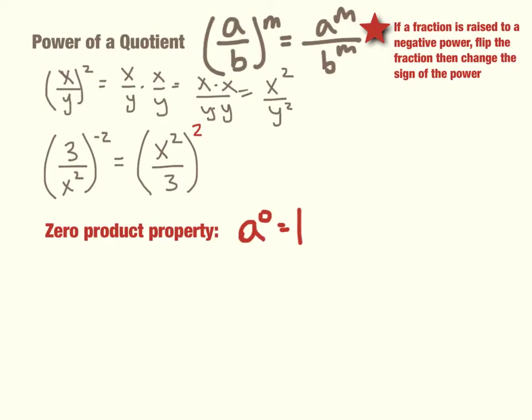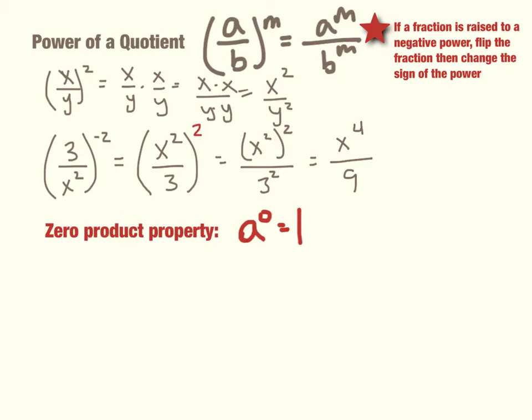Now, let's apply our property. Everything inside the parentheses is raised to the power of 2. So x squared is now raised to the power of 2, and 3 is raised to the power of 2. Well, x squared squared is power of a power, and with power of a power, we multiply the exponents. So that's x to the 4th, and then 3 squared is 9. So x to the 4th over 9.